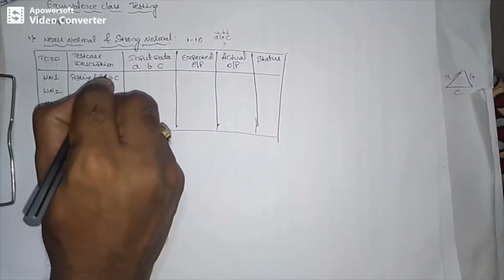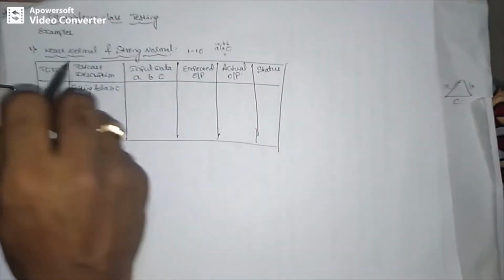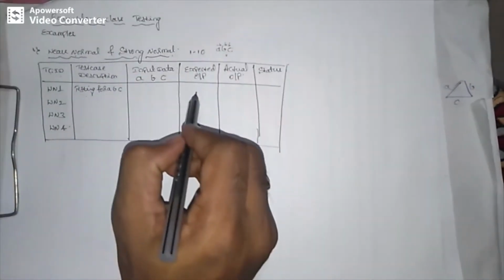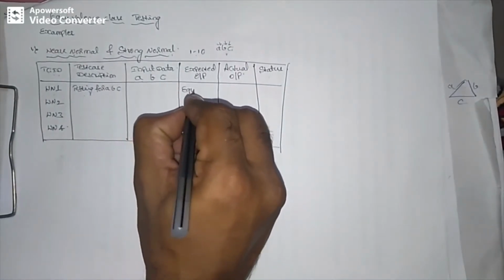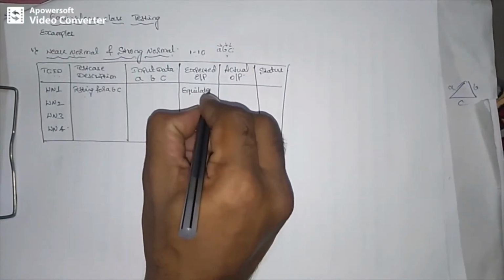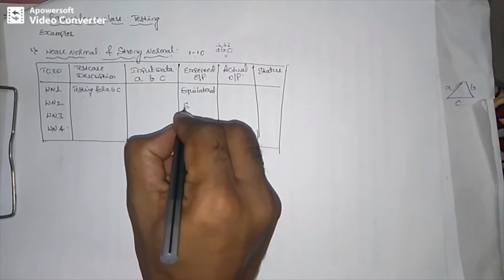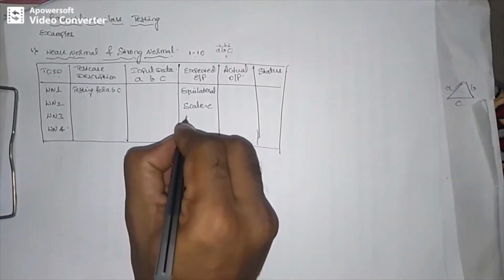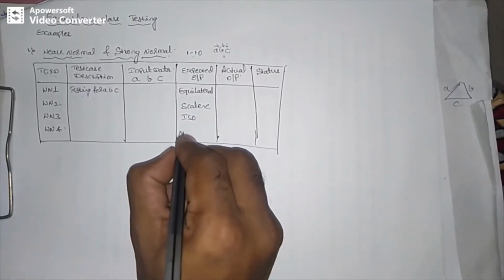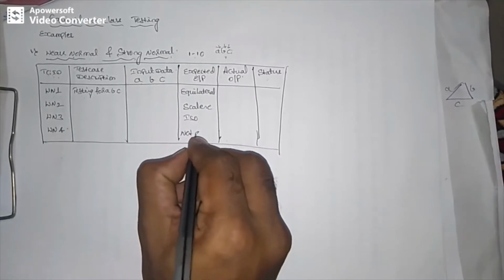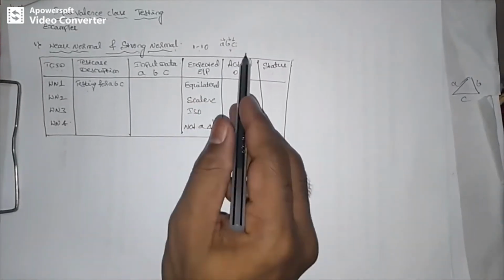Now, testing for A, B, C, first I am going to list out the expected output results. Based on the valid input variables, we first have to list out the possible outcomes. First, we may get an equilateral triangle as an output result, or scalene as a second output, or isosceles as a third possible output, and the last possible output is not a triangle. These are the four possible outputs we can generate when we specify valid input variables.